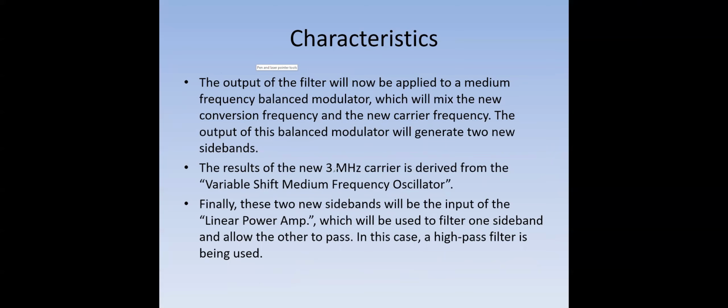The result of the new 3 megahertz carrier, which is a reduction of the 9, is derived from the variable shift medium frequency oscillator. Finally, these 2 new sidebands will be the input of the linear power amp, which will be used to filter one sideband and allow the other to pass. In this case, a high pass filter is being used, and that is what we saw in the output of that antenna.